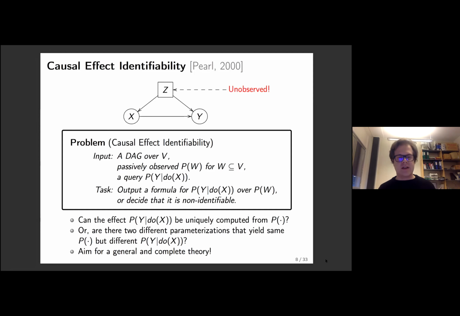Just to define what identifiability means here: if the effect is identifiable, you can uniquely compute it from the input distribution. And if it's not identifiable, there are 2 different parameterizations, for example, of the Bayesian network in the background, that yield the same passively observed distribution of the same input, but different causal effect, so different output. And in contrast to some literature, the idea has been here to develop a complete theory and complete procedures that tell you whether the effect is identifiable or not.